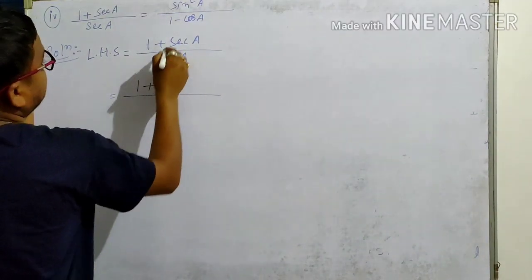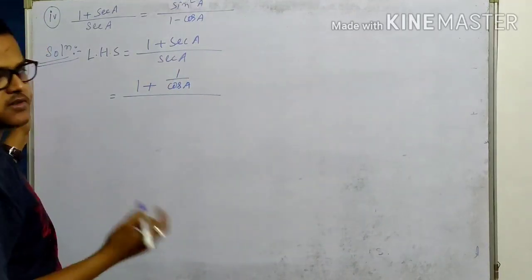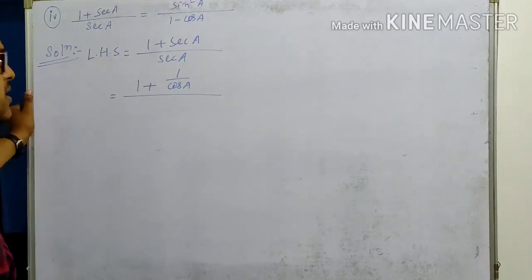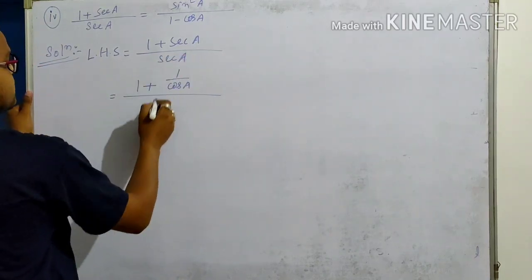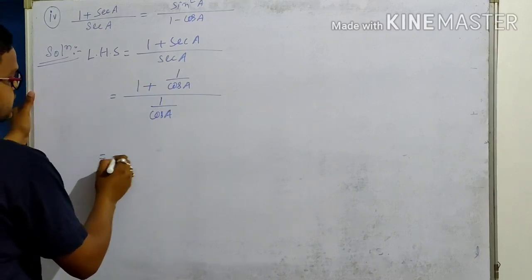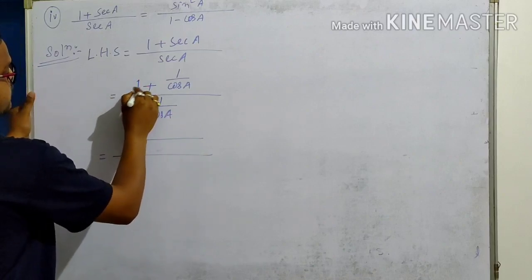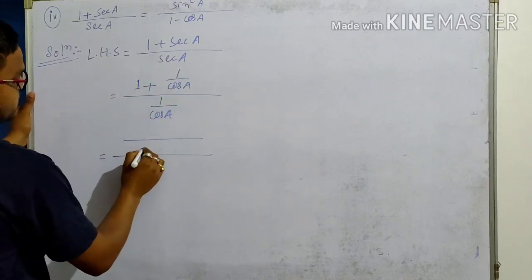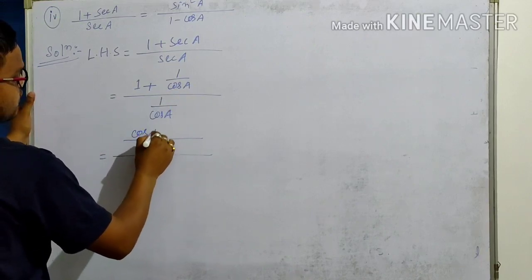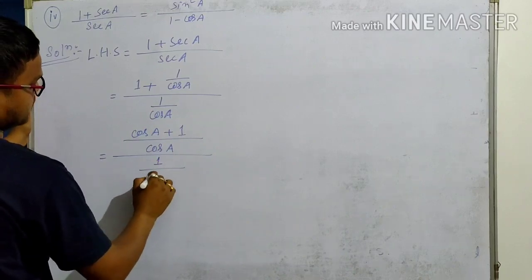We know sec a is equal to 1 by cos a. Okay. We know that it is true. Sec a is equal to 1 by cos a. And here also sec a is equal to 1 by cos a. Okay. So in the numerator part you take the LCM. So here 1 plus 1 by cos a. So here you will get cos a as the LCM. So finally you will get here cos a plus 1 divided by 1 by cos a.